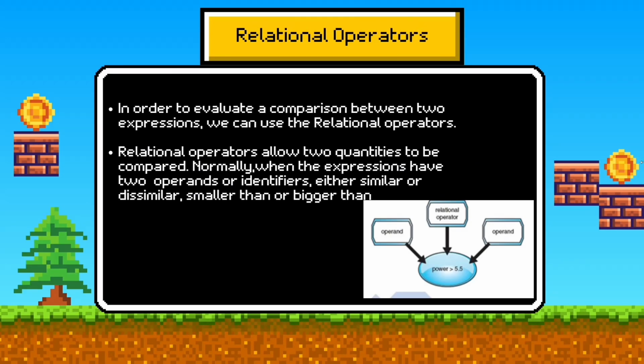All right, for the next, we will learn about the relational operators. In order to evaluate a comparison between two expressions, we can use the relational operators. Relational operators allow two quantities to be compared. Normally, the expression has two operands or identifiers, either similar or dissimilar, smaller than or bigger than. So we can see in this slide, operand, relational operator and operand are combined, for example power is bigger than 5.5.